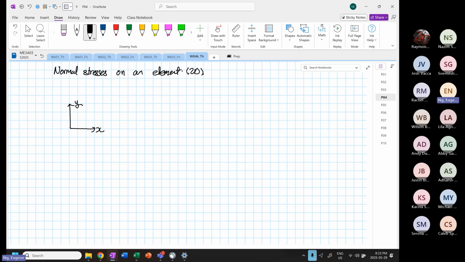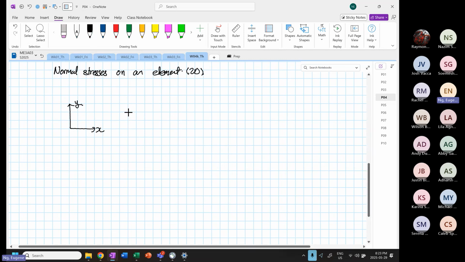Now, in real life, our world is always in 3D. Okay, our analysis is always in 3D. Okay, but to do 3D, we have to understand the concept in 2D first. Okay, only after you understand the concept in 2D, when you do 3D, the principles are very similar. Okay, so we're going to do 2D first.